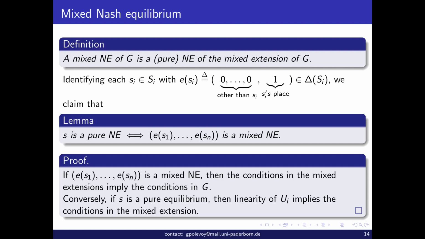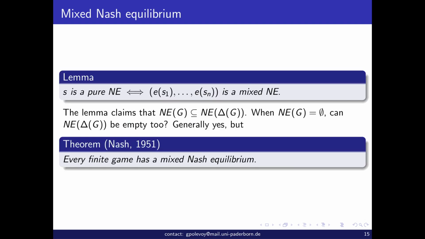And in the other direction, if you have a pure equilibrium, a Nash equilibrium in the original game, then the linearity in the definition of the new utilities, capital U_i, implies that the conditions for mixed Nash hold as a whole. Okay, so having proved that an equilibrium in the original game is an equilibrium if and only if it's also an equilibrium in the mixed extension, we have basically shown that all the original equilibria are preserved in the new game.